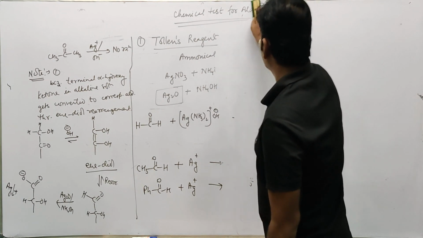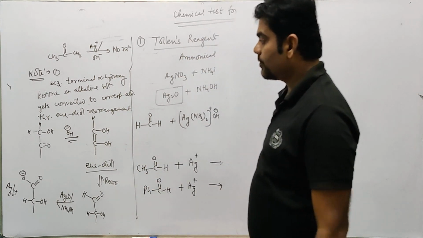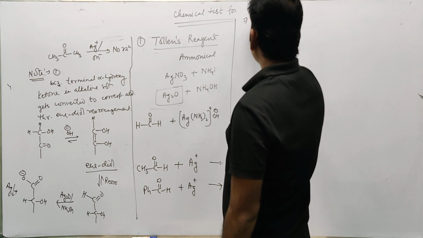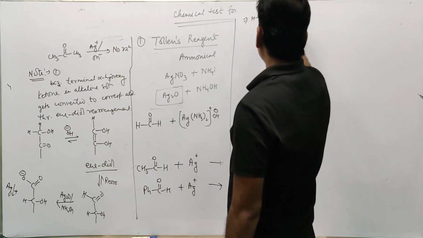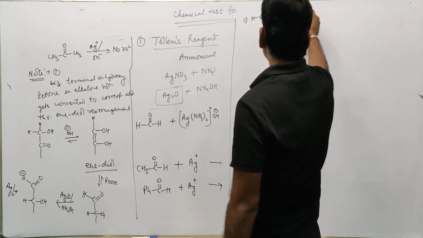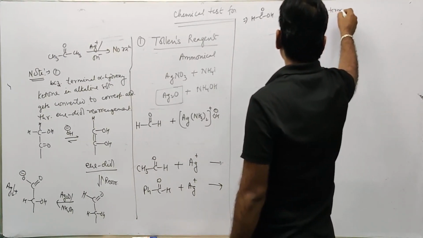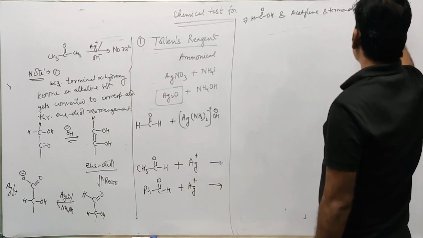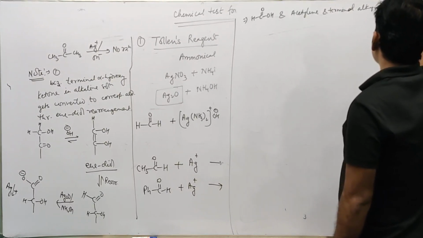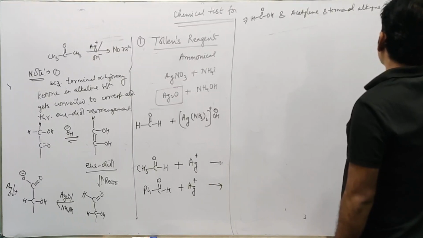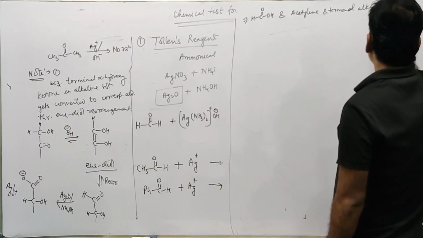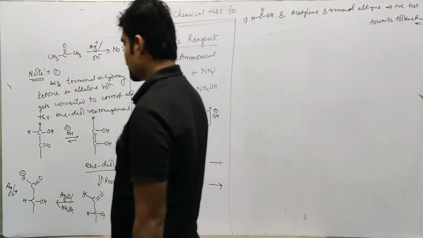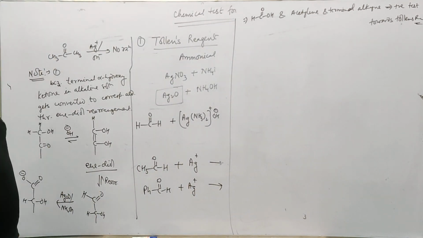Next, this is completed. Then next, formic acid and acetylene and terminal alkyne will give a positive test, will respond positively towards Tollens reagent.